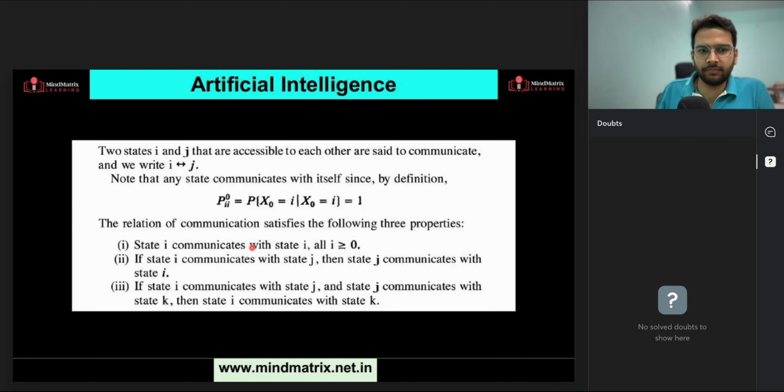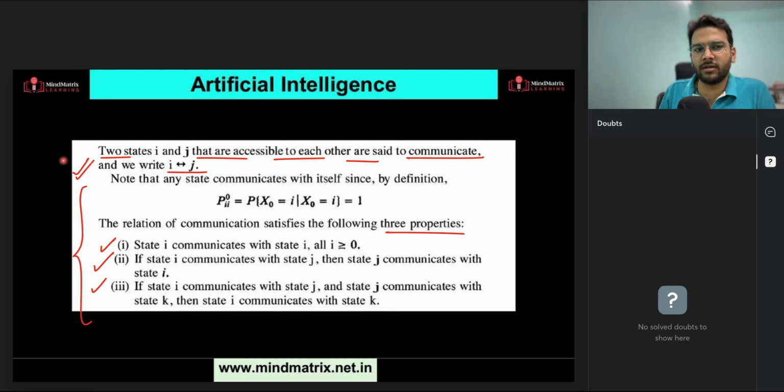As you can see here, two states i and j that are accessible to each other are called communicating classes. We write it like this: i can communicate with j, and j can communicate with i. In other words, from i you can go to j, and from j you can go to i, right? And these are the 3 properties that we have for communicating classes. You can just give it a read, you will be able to understand. Simple statements are mentioned here. The meaning I have already explained to you. Is it clear? Any doubt, anyone?